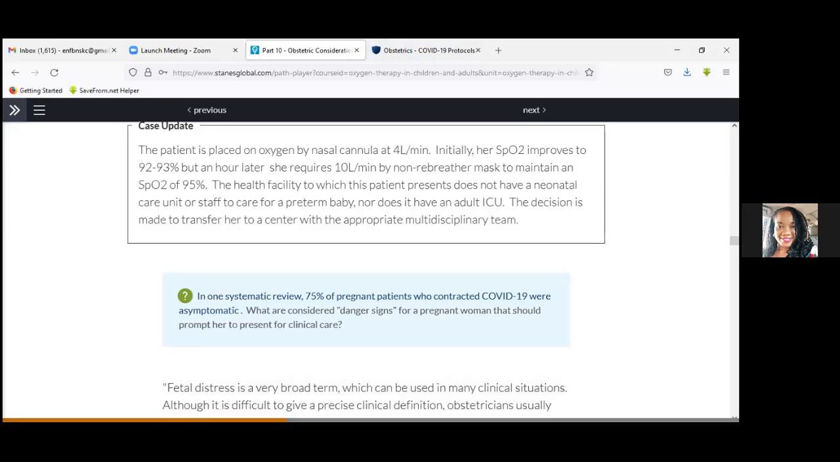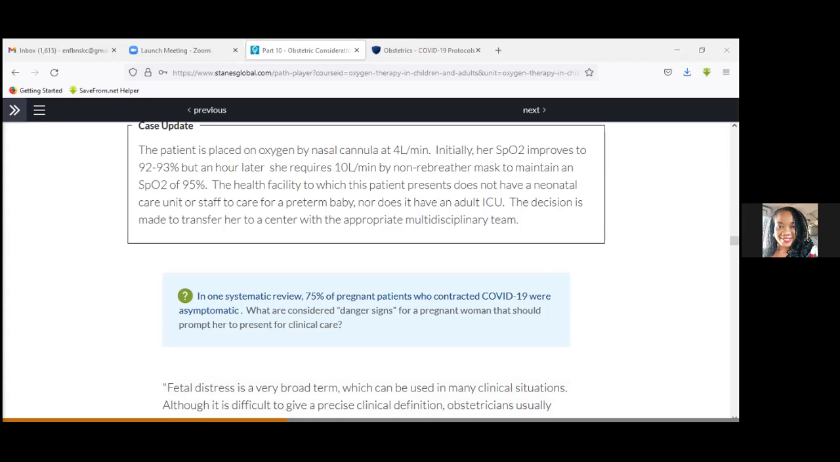Okay, we have dyspnea. Danger signs, either due to COVID or pregnancy, that would cause her to present for urgent care. Breathlessness, it's true. Difficulty in breathing with low SpO2, reduced fetal movements. Okay, while more answers come in: hypoxemia, fever, breathlessness.